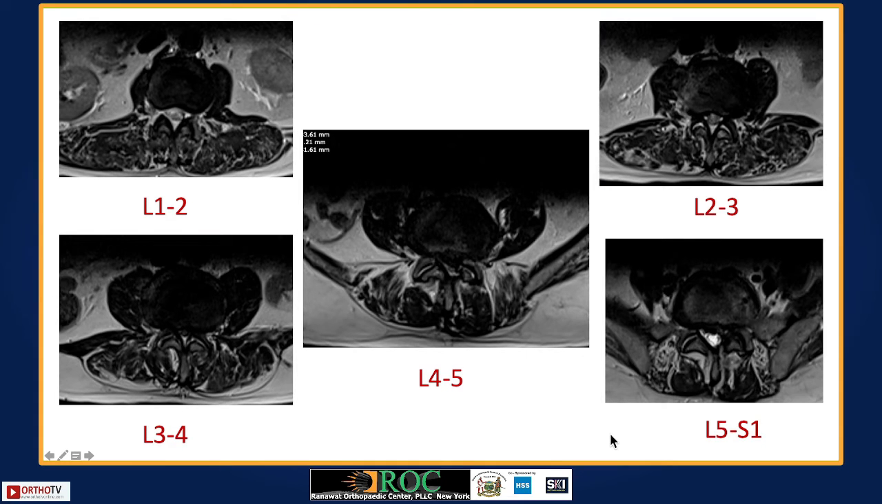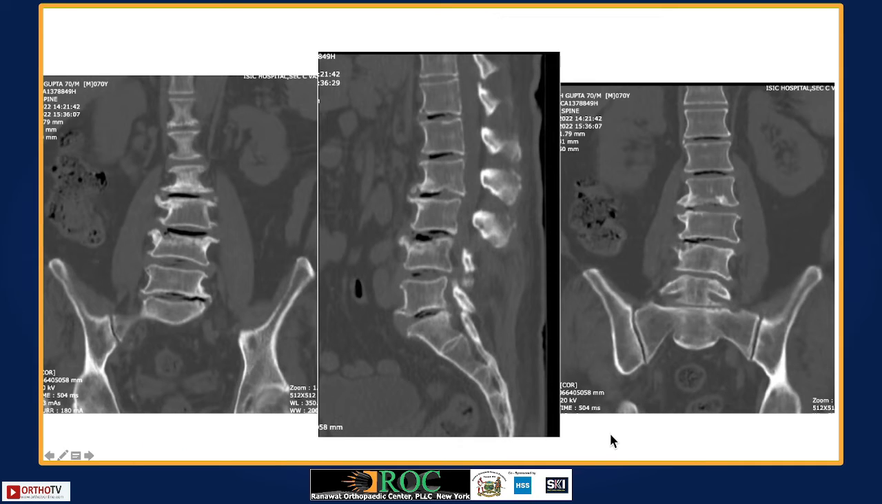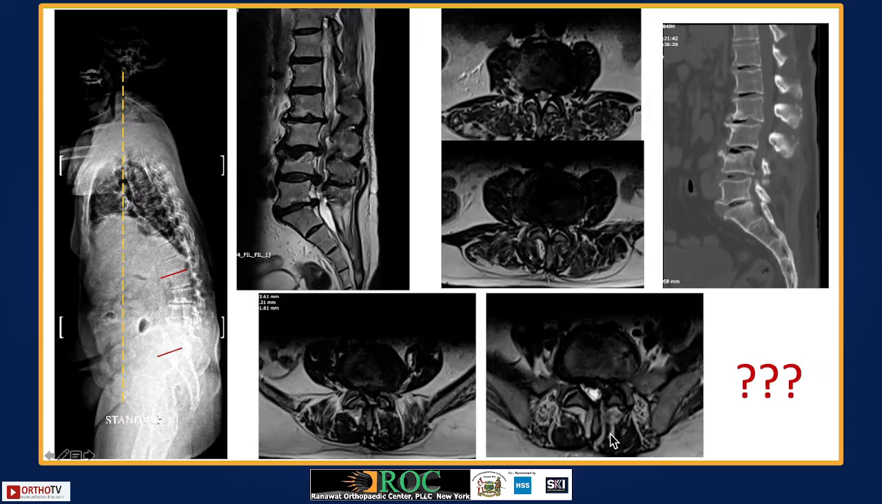This is how the axials look. The maximum compression was at L3-4 and L4-5. At L4-5 there's a laminotomy defect on the left side, and at L5-S1 also there's a laminotomy defect. This is how the CT scans looked: the sagittal CT scan shows multiple vacuum signs all over, with a superior end plate fracture at the middle and anterior part of L4. So this is the case in a nutshell.